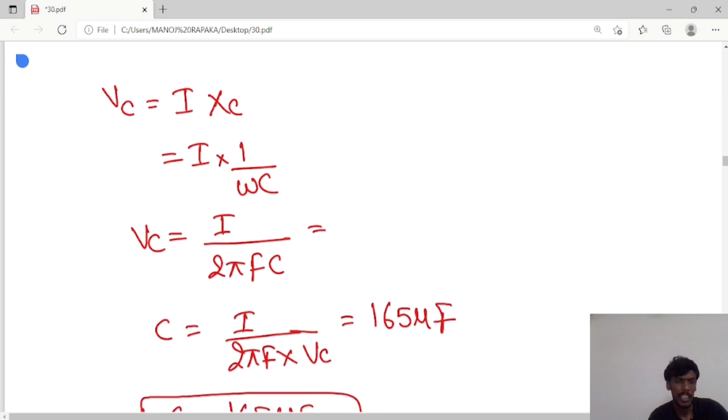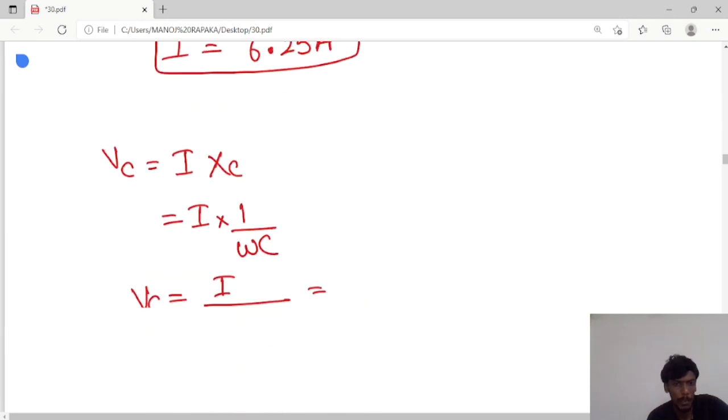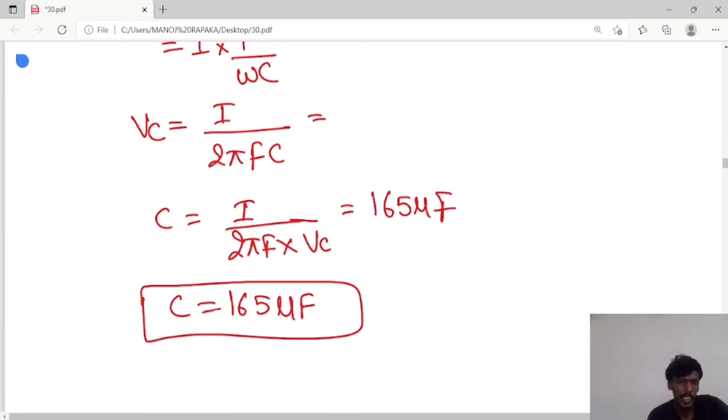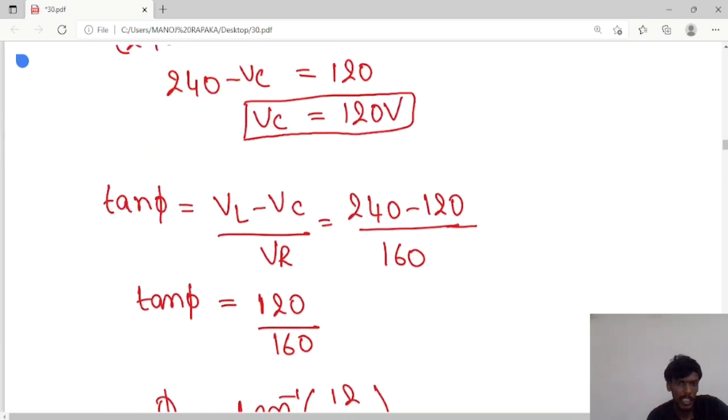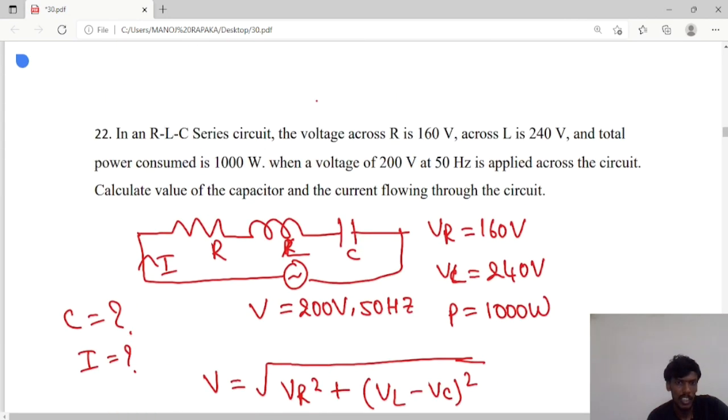So as we calculated, the current value is 6.25 amperes and the capacitor is 165 microfarad for the series RLC circuit. So two values we have calculated.